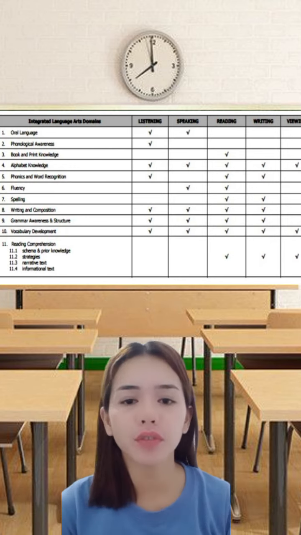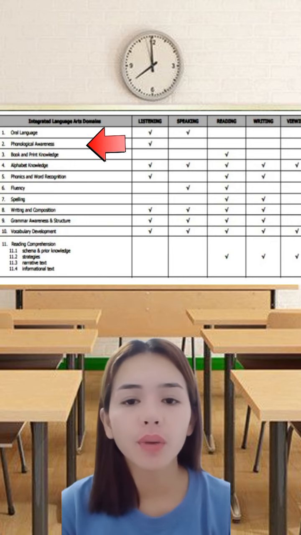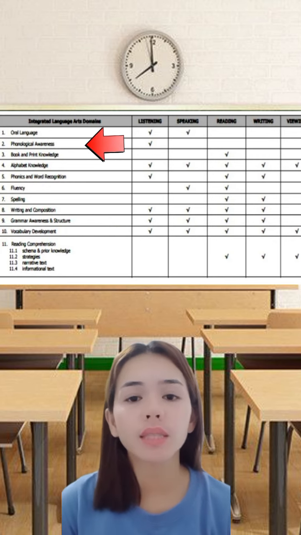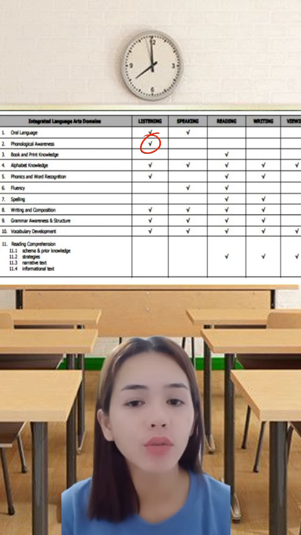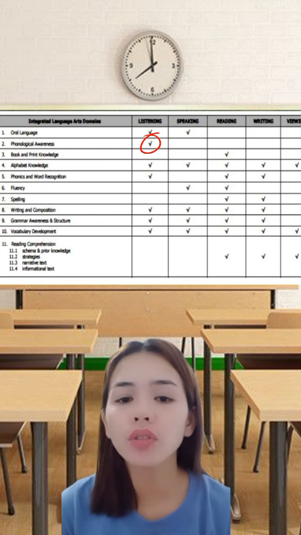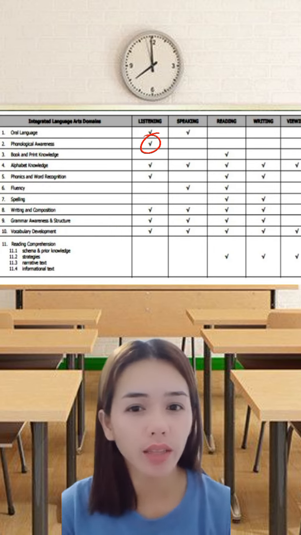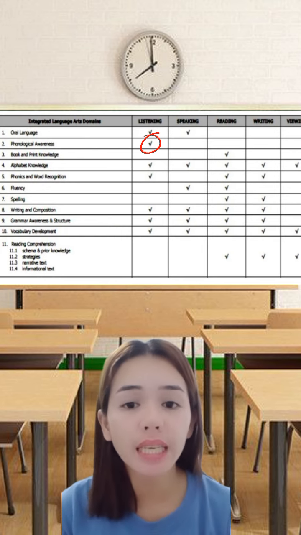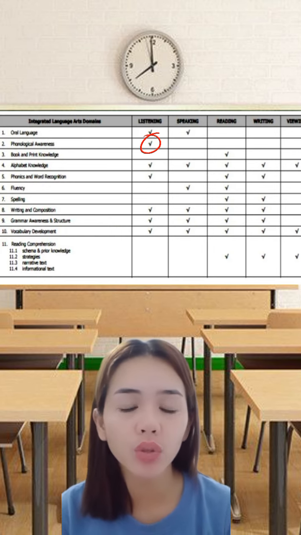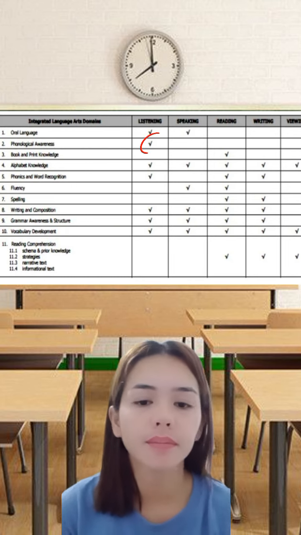The next is phonological awareness. When we say phono, meaning sounds, the skill being applied here is listening only, because when we say sounds, we can just hear them. We cannot read the sounds, we cannot write the sounds, just only hear. So the skill being used is listening only.